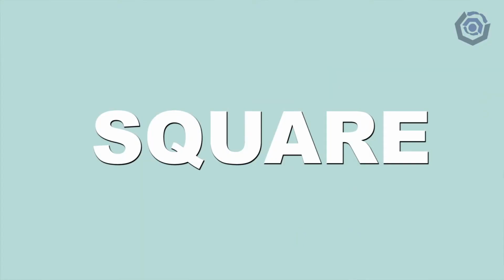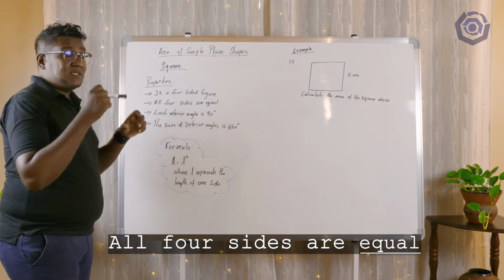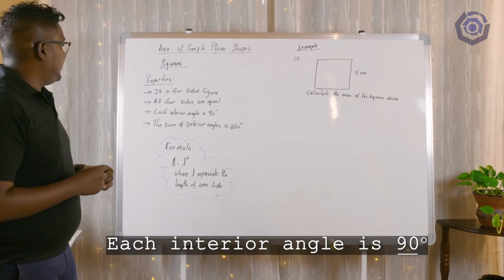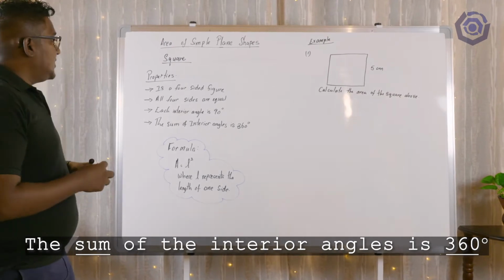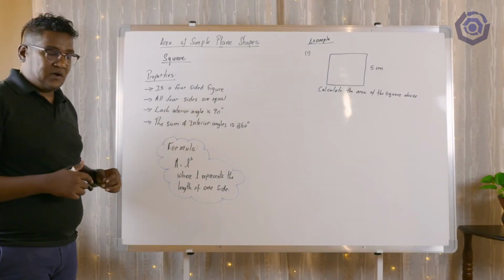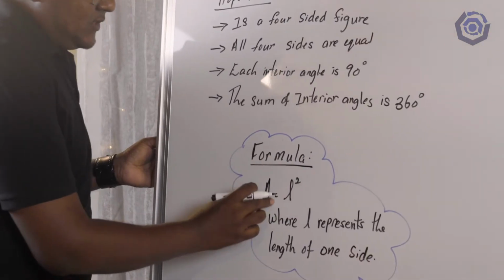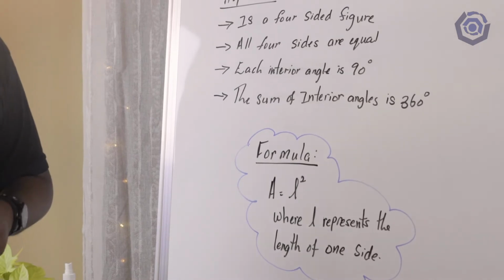So some basic properties of the square. The square is a 4-sided figure. All 4 sides of the square are equal. Each interior angle is 90 degrees, and the sum of interior angles is 360 degrees. To calculate the area of a square, the formula that we're going to be using is A equals L squared, where L represents the length of one side.